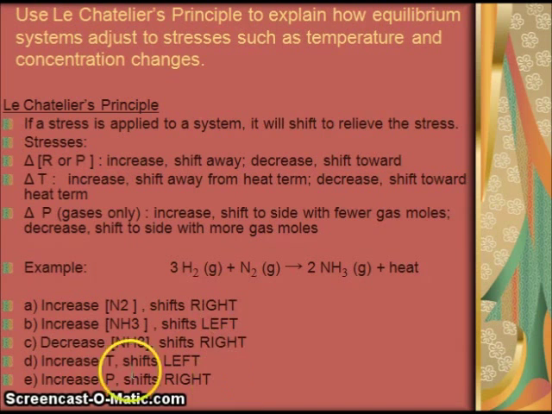Finally, an increase in pressure is going to cause a shift to the right because we are going to decrease the number of gas particles. Here we have 4 moles of gas, here we only have 2. So by reducing the number of gas particles to 1/2, we can help to reduce the pressure.